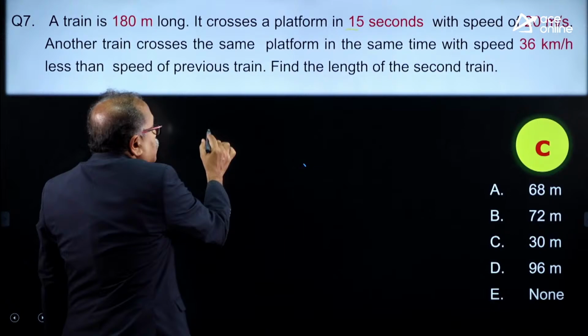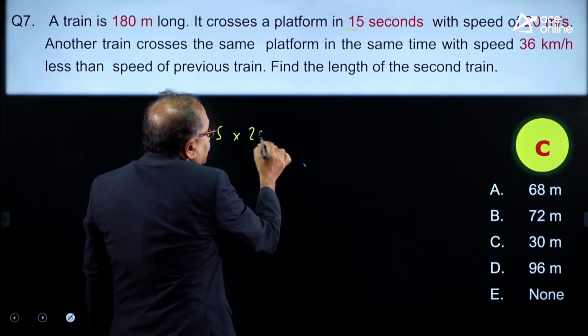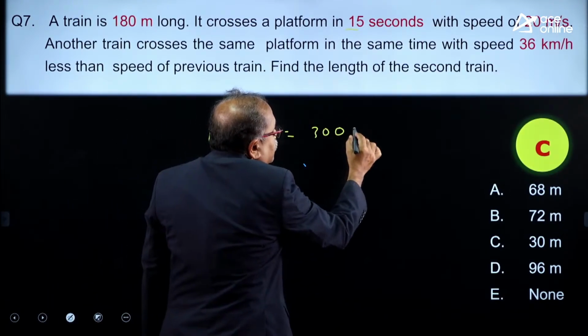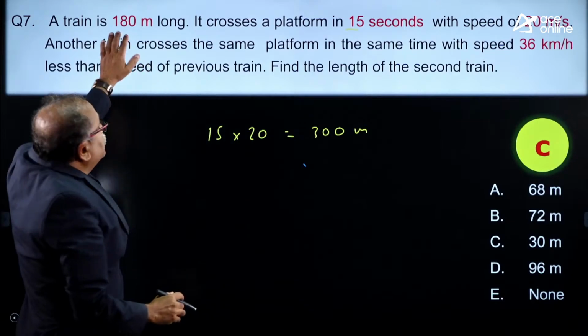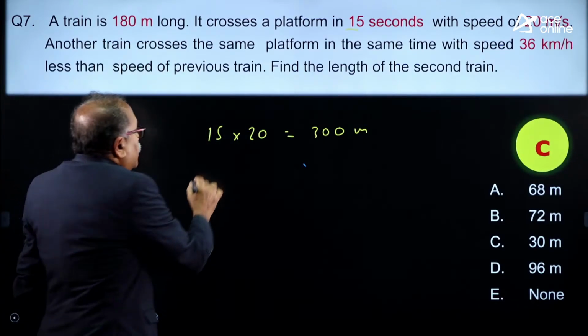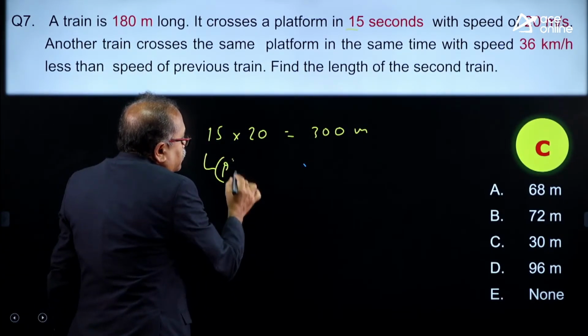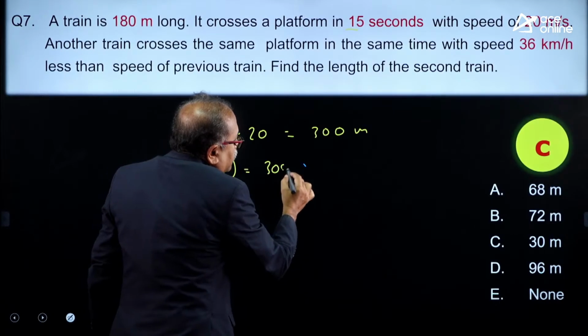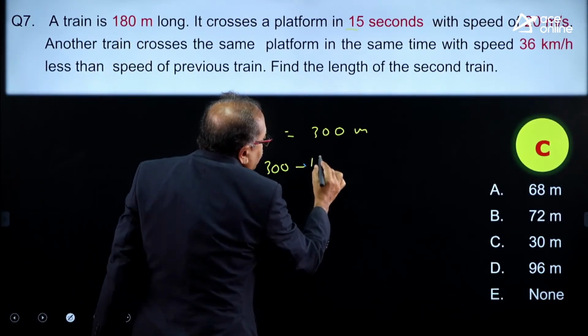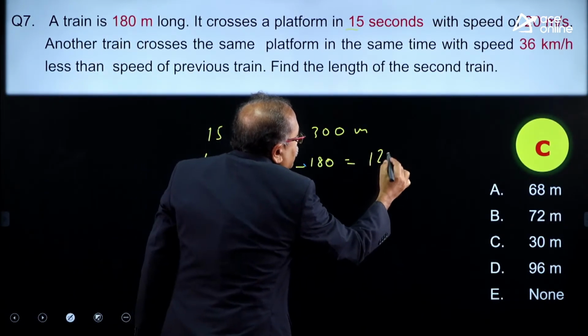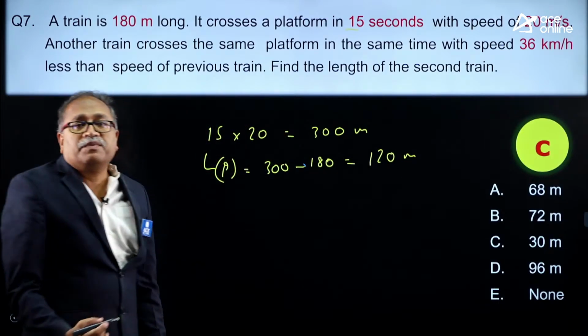So, as I said, here we know that in 15 seconds with a speed of 20 meter per second, 15 into 20 that comes nothing but 300 meter is the total length of the train plus length of the platform. I need the length of the platform. So, length of the platform is 300 meter minus length of the train 180. So, 120 meter is the length of the platform.